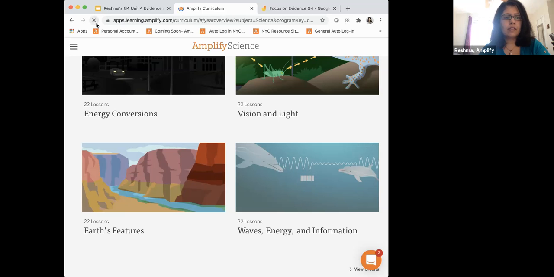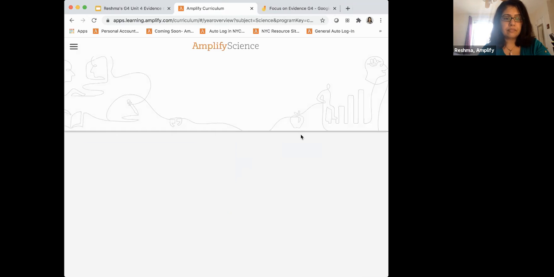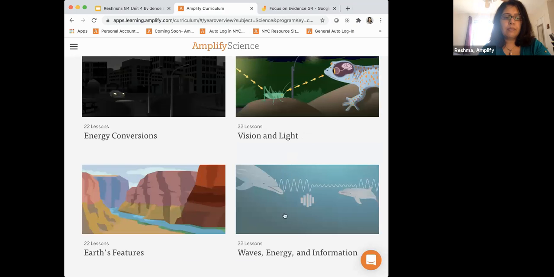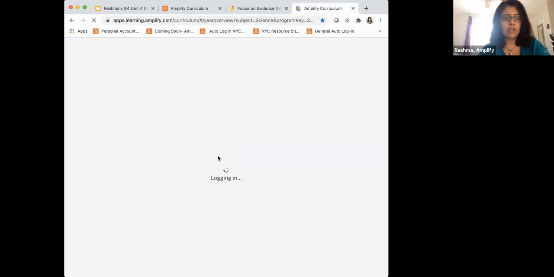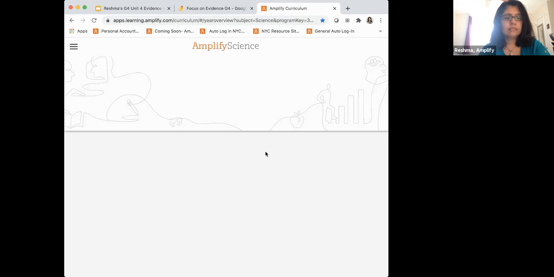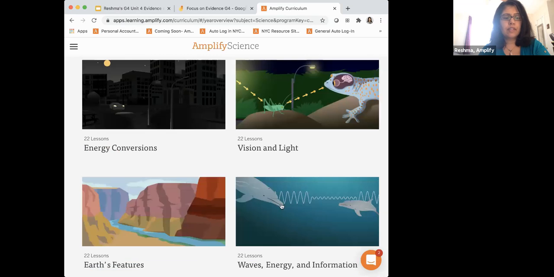Thank you for your patience as I wait for this to load. Usually I find minimizing the number of tabs, I have quite a few tabs open, usually helps. While that's loading, I do want to mention that this particular resource is found on the unit landing page of every K through 5 unit. I'm just going to try logging in again. Thank you for your patience. We're going to go to 4th grade, and today we are focusing on that last unit.